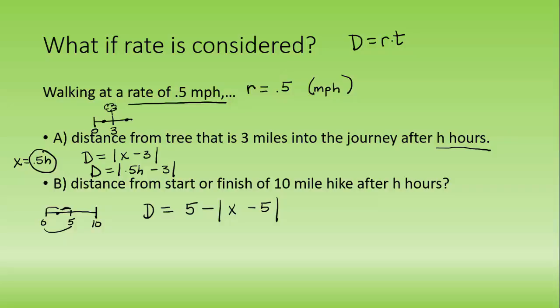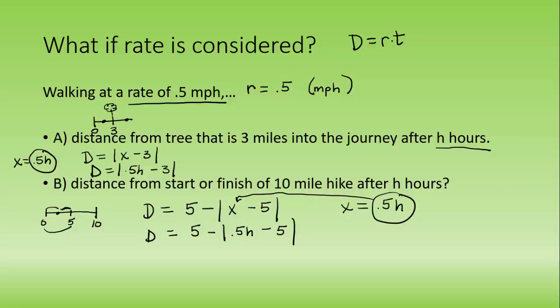But remember, x was position, and what we want is distance calculated based on hours. So we use our same conversion. Our distance from either endpoint of the hike is the maximum distance from either end minus how far we are from the middle. But in this case, we substitute rate times time to get our position along the path minus the location of the midpoint. And that gives you how far you are from the closest endpoint of the hike.